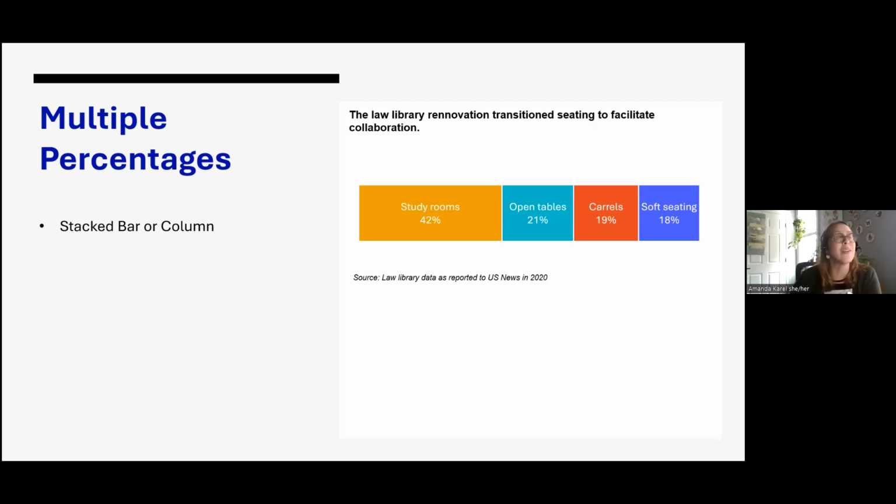And again, instead of describing the data, like the distribution of seating in the law library, this is the takeaway. We renovated the space to transition seating to facilitate collaboration. And you can see that by how many study rooms we have and how many open tables.